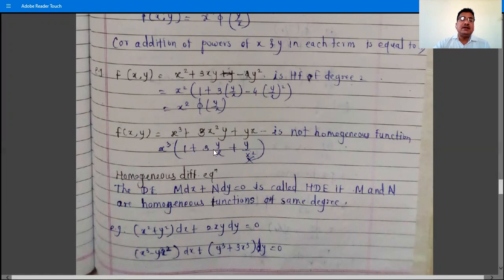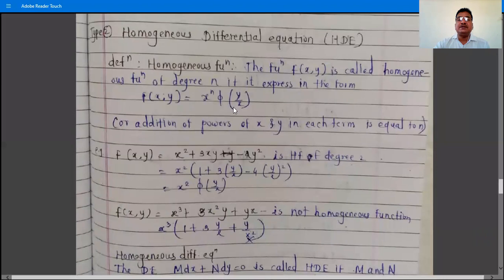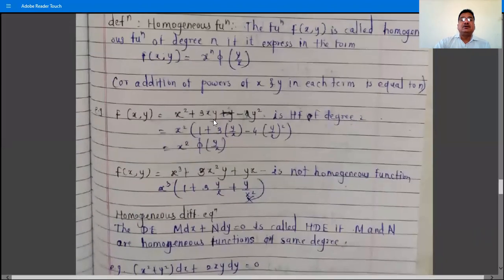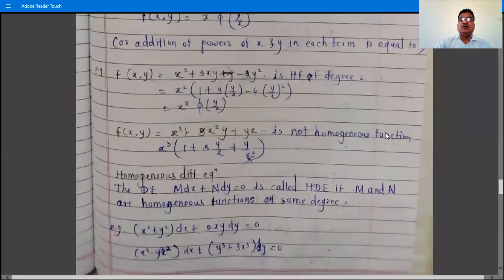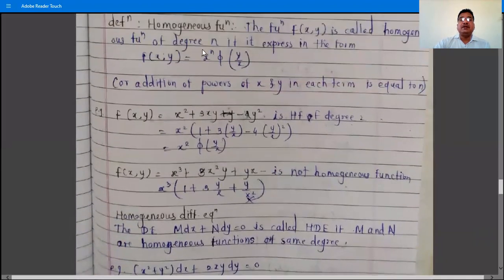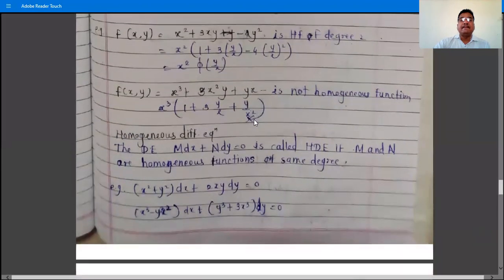And so we say it is not a homogeneous function. It is not expressed in the form x raised to n times a function of y by x. So this f(x, y) is not a homogeneous function. The definition of a homogeneous function is very simple. There are two definitions, apply any one.